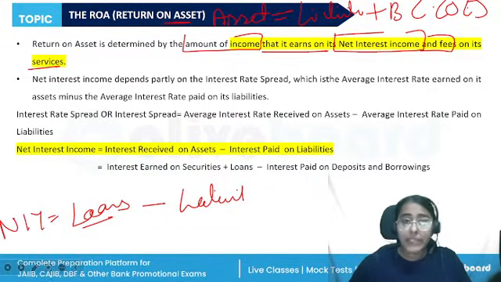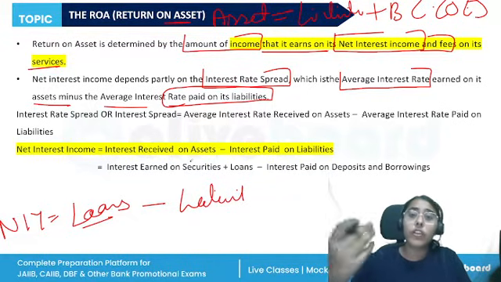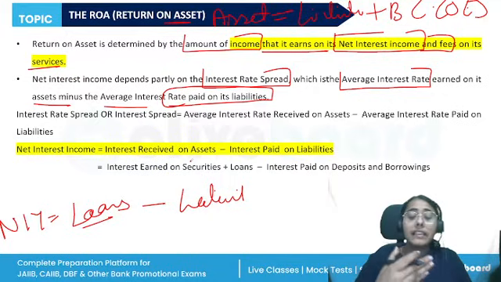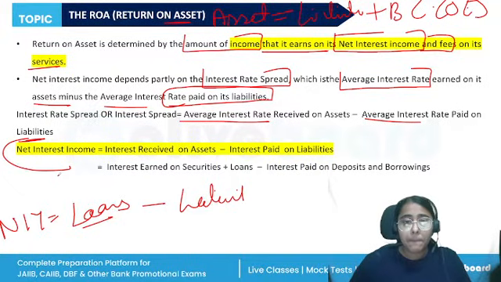All right. So it depends upon the interest rate spread, which is the average interest rate earned on assets minus the average interest rate that is paid on its liabilities. So the interest that the banks earn on their assets minus the interest that the banks pay on their liabilities is known as the net interest income or the net rate spread, right? So the average interest rate received on assets minus the average interest rate paid on the liabilities. This is the net interest rate. All right, so here's the formula given for the net interest income.